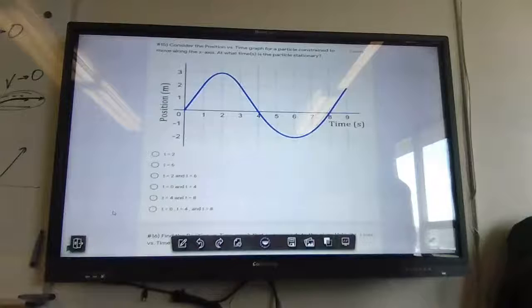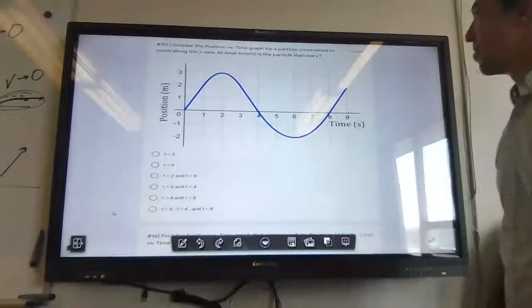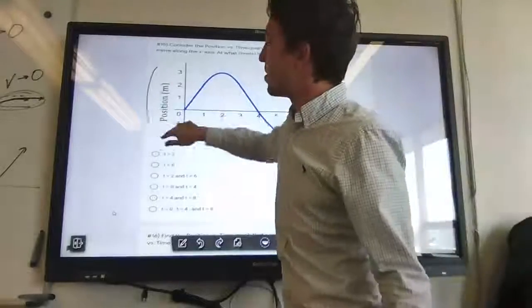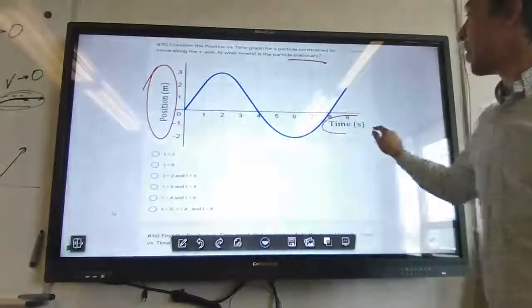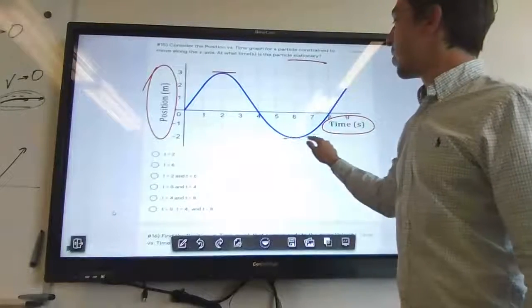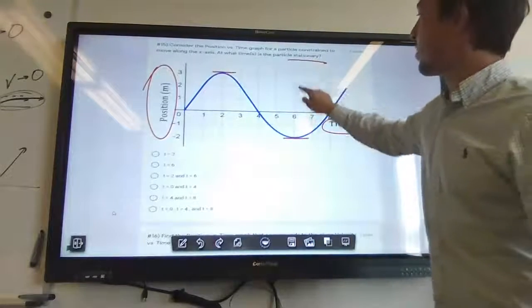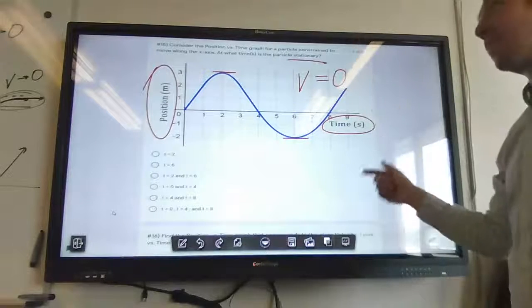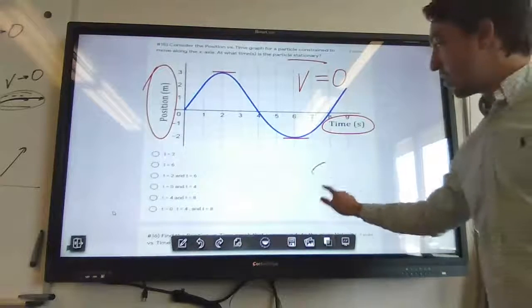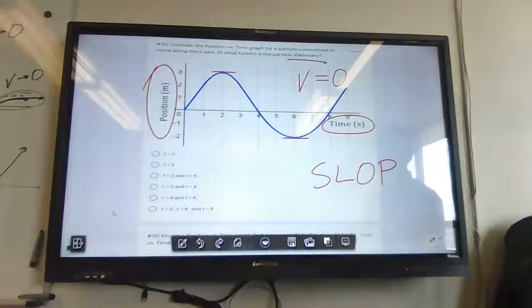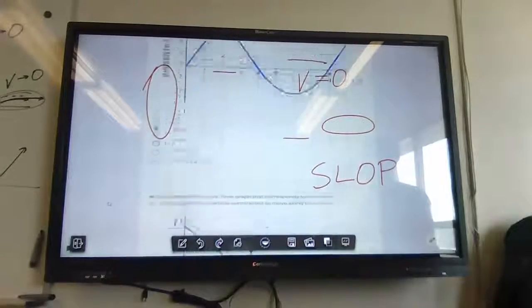All right. This one's also extra tricky. When is the particle stationary if I give you a position time graph? Whenever the slope is 0. Remember, stationary means that the velocity is 0. How do I get velocity off a position time graph? The slope. Okay, so at time 2 and time 6 is it.